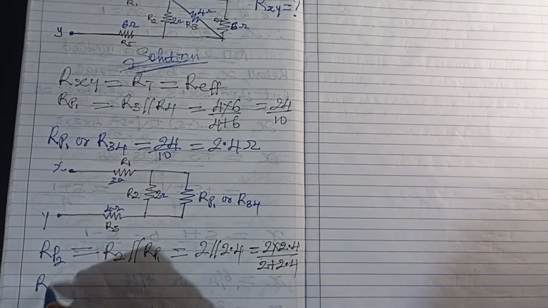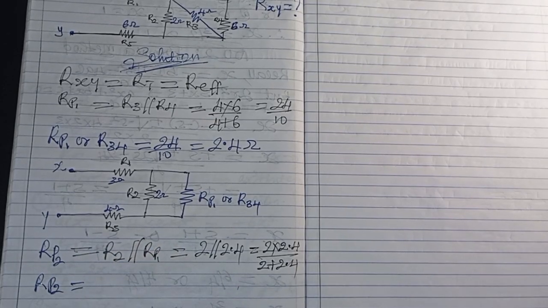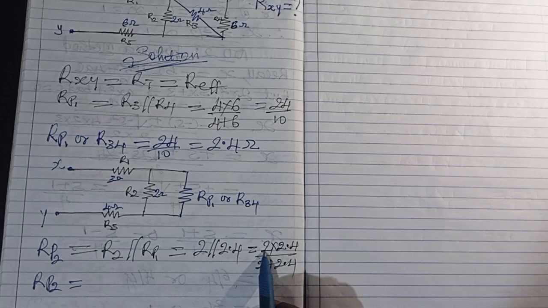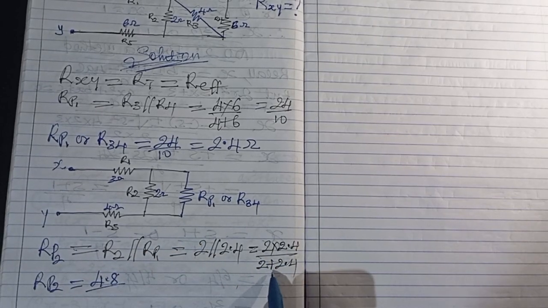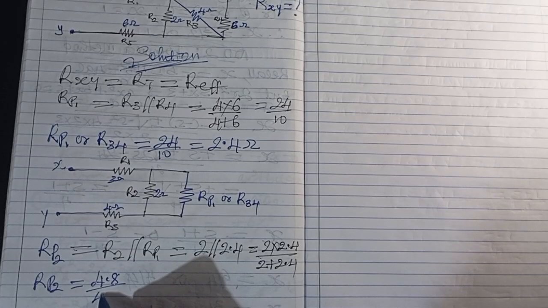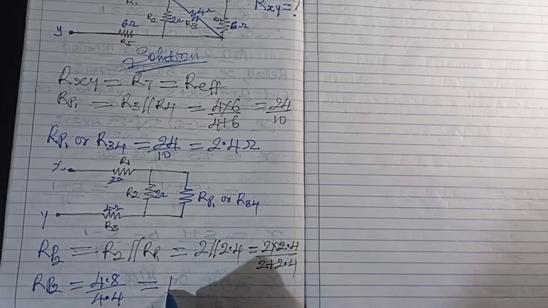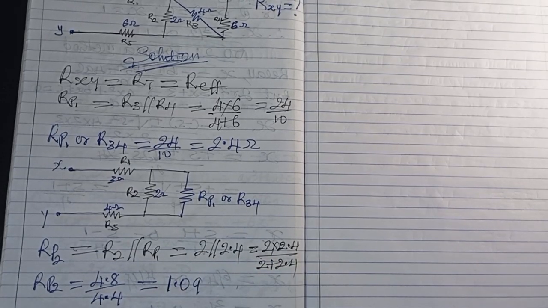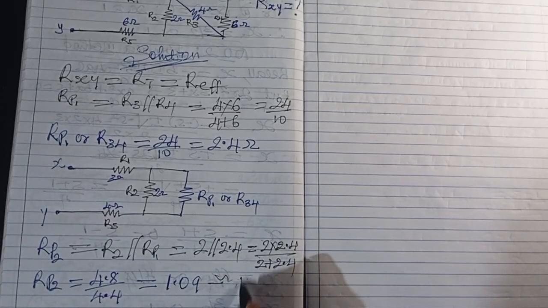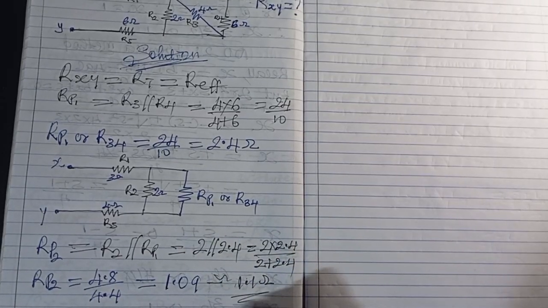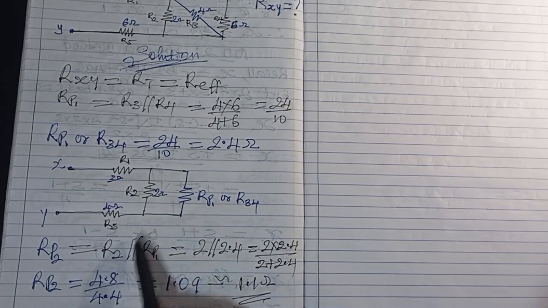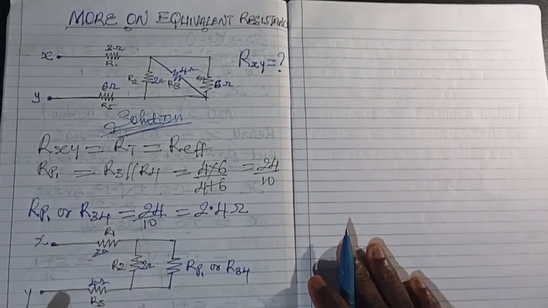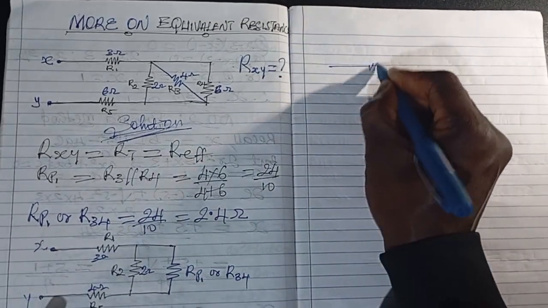So we have Rp2 is equal to, so 2 times 2.4, you have 4.8 divided by 2 plus 2.4, 4.4. So we have 1.09, okay, approximately 1.1 ohms. Alright, now these two parallel resistors will now be in series with this R1 and R5. You can have it here. Let's redraw it here. We have something like this.